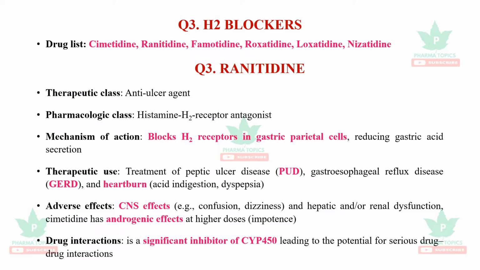The adverse effects of ranitidine include CNS effects such as confusion, dizziness, and cimetidine has antiandrogenic effects, whereas other H2 blockers are not having the antiandrogenic effects. It can cause impotence at higher doses. The drug interactions include cimetidine is a significant inhibitor of CYP450, leading to potential for serious drug interactions, whereas other H2 blockers are not having a big problem of drug interactions.